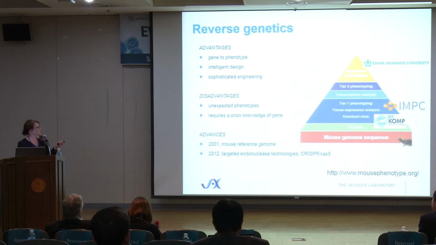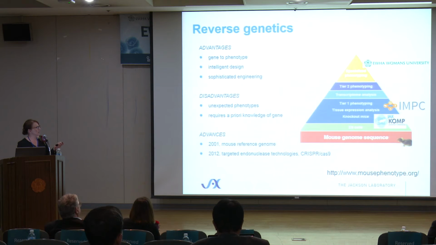It utilizes sophisticated genetic engineering, which we're now able to do. The disadvantages are that sometimes you can get unexpected phenotypes. So you might start with a gene that you think is really important, and then you create a knockout, and the phenotype is completely different than what you expect. So it does require some previous knowledge of that gene. And again, a couple of advances that have really changed this process are, again, the mouse reference genome, which was published in 2001. And then in 2012, the advent of targeted endonuclease technologies, CRISPR-Cas9.